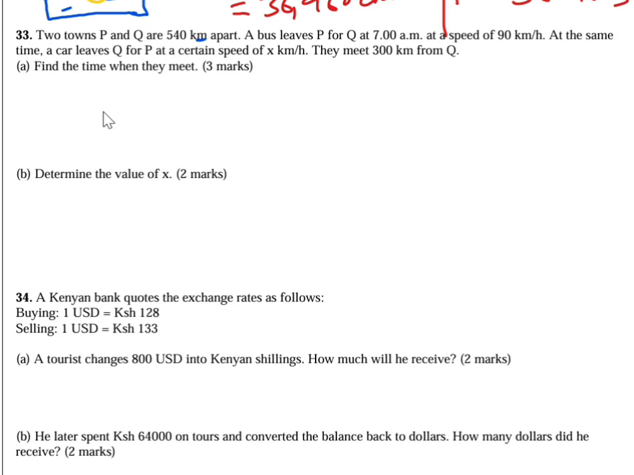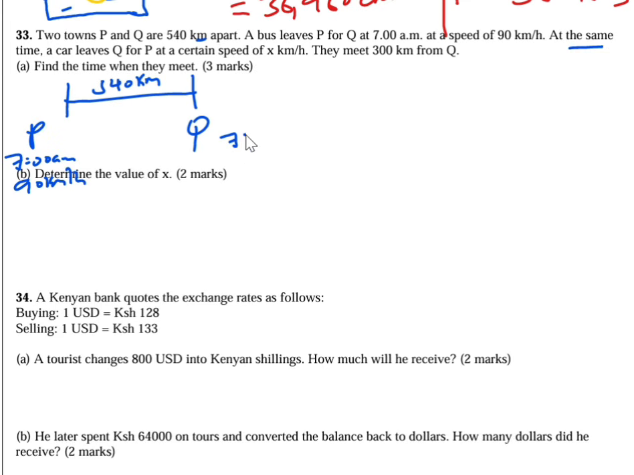So we have two towns, P and Q. It is good to have a sketch. So here I have town P, town Q. The distance is 540 kilometers. So from here to here is 540 kilometers. A bus leaves P for Q at 7 a.m. So this one left at 7 a.m., heading this way to Q, and its speed is 90 kilometers per hour. At the same time means it also left at what time? One o'clock.